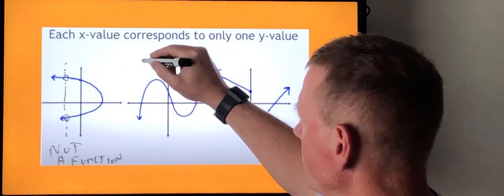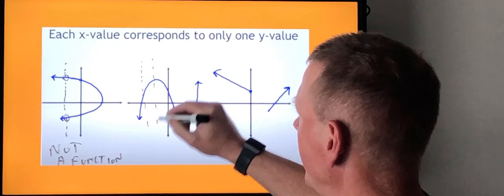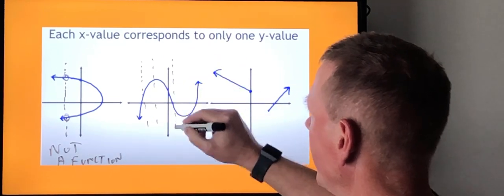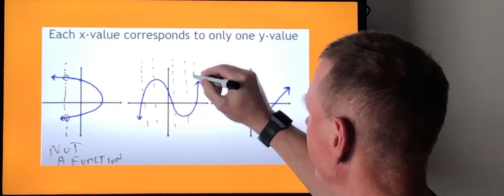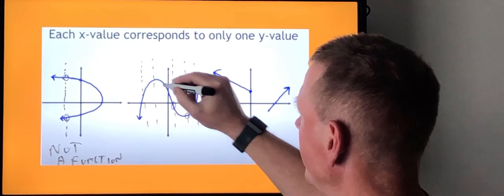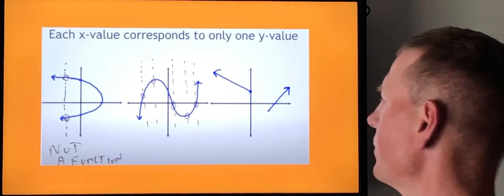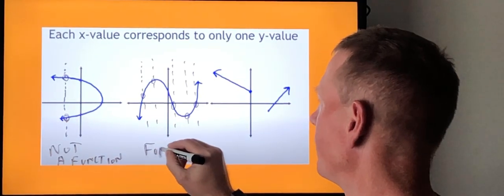Okay, let's try another one. On this one, I draw my vertical line. It doesn't matter how many vertical lines I draw, each one of them only passes through one place. So this would be considered a function.